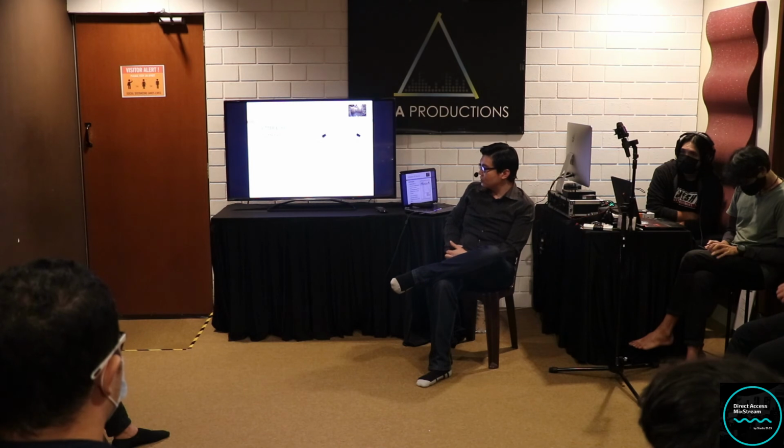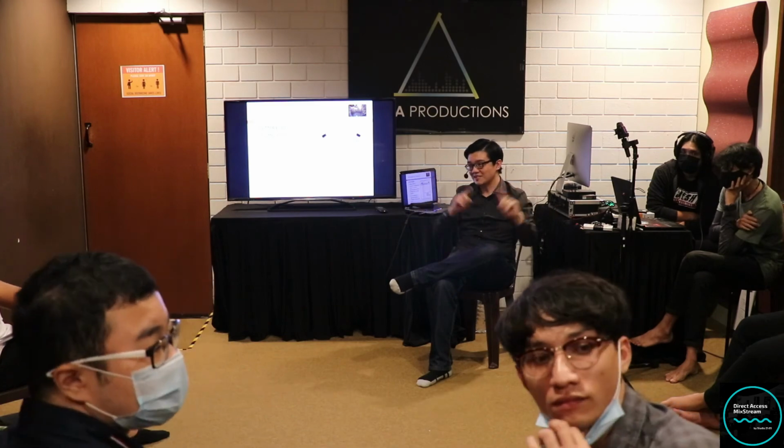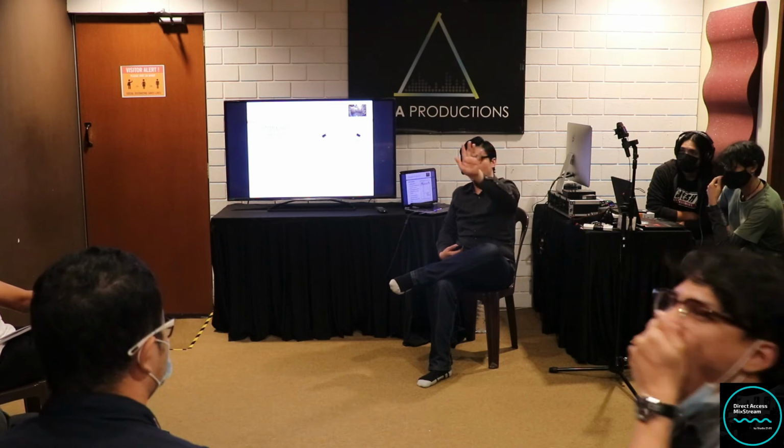So now, how do you deal with flutter echo? Okay, it's very easy to deal with, right? You just apply mid or high absorbers, for example, foam, across one of these walls. I'm quite sure the back there where the drums are, there's probably no flutter here, okay? Because it'll be bad to have flutter echo where the drums are, especially because drums are loud. So that's exactly why the studio here has positioned all the foam panels a certain way. Not because of decoration. There's a purpose behind it.